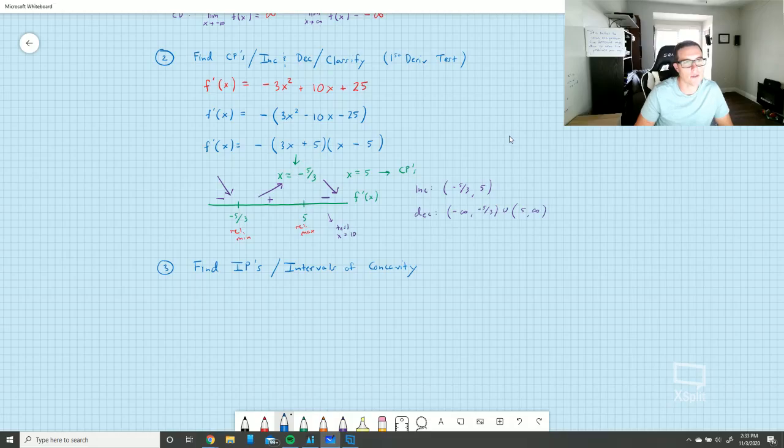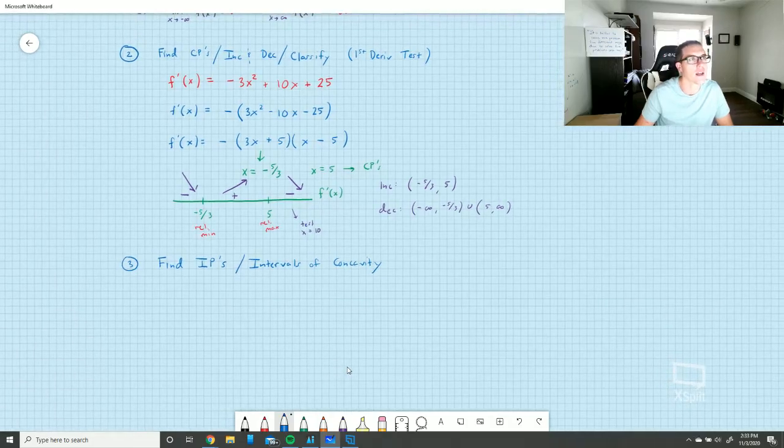And we don't really classify them because inflection points will always be a point where we change from concave up to concave down or vice versa. This is not called the second derivative test. The second derivative test is something else that we're not doing right now, so don't worry about it. The second derivative test is another way to talk about classifying points. So it's not called the second derivative test, in case you were wondering.